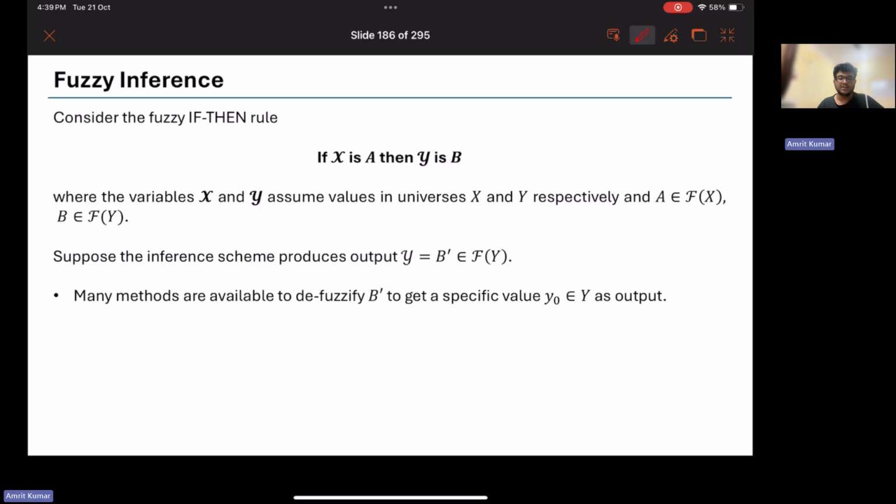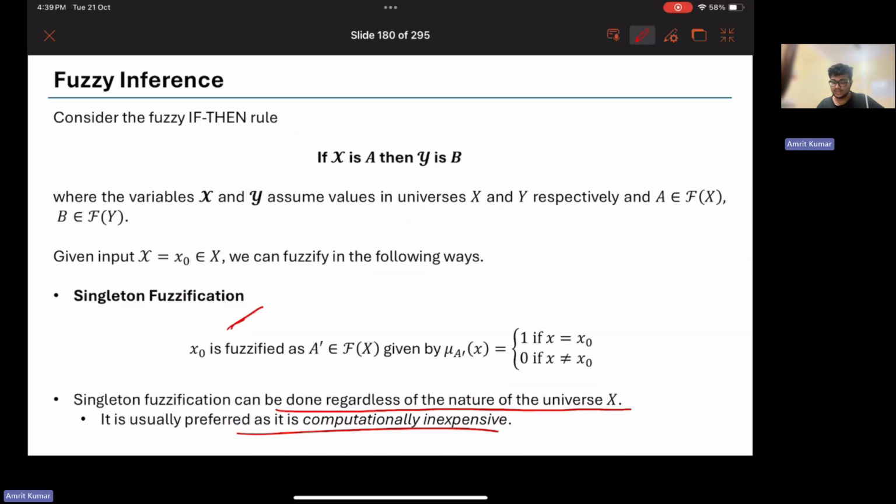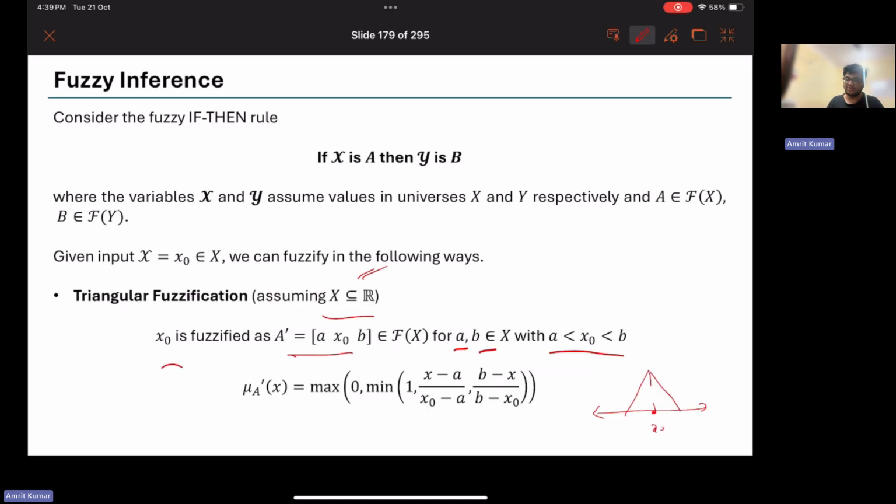So the point is, when you use singleton fuzzification, the steps involved in the inference become very straightforward. And that is why we say that singleton fuzzification is computationally inexpensive as a whole. And that is why it is preferred instead of triangular fuzzification, where you have to do the supremum and infimum, and that is a computationally intensive task.